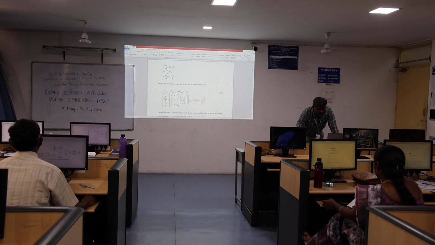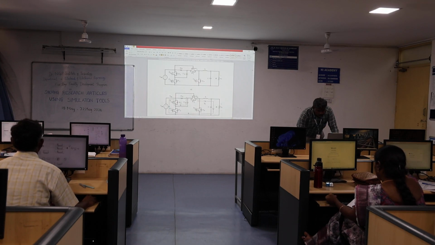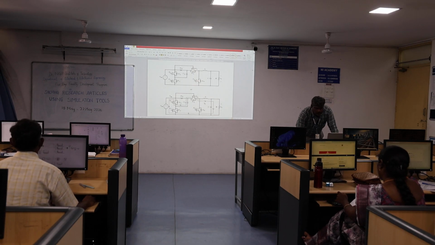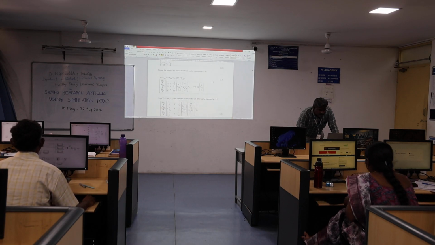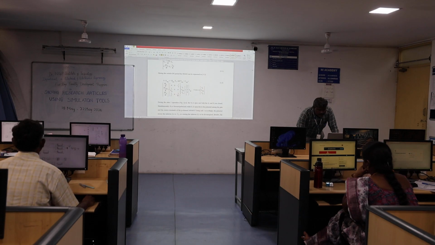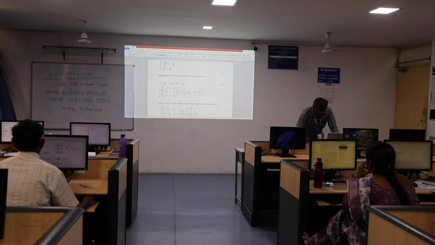Then the output matrix here, Y is equal to 0, 0, 1. How do you frame 0, 0, 1? Here our output variable is the capacitor voltage. The IL and VCB are not output variables. On the output side, the variable is the capacitor voltage. Therefore we write the output matrix values 0, 0. Our output side variable is V naught, therefore 1.